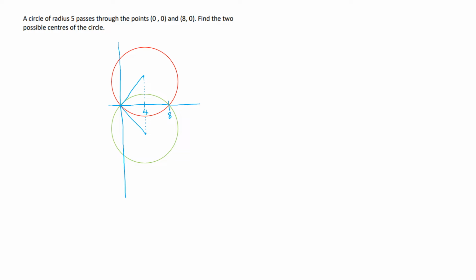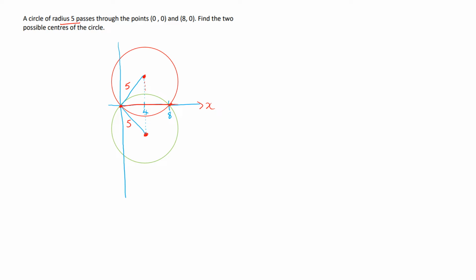So here's my diagram showing the 2 circles, and we can see that they both pass through the origin and (8, 0), and this line here along the x-axis is going to be a chord. We're told that the radius of the 2 circles is 5, so from the circumference at the origin to the centre is going to be 5, and the same here. So these are the 2 centres that we're trying to find.